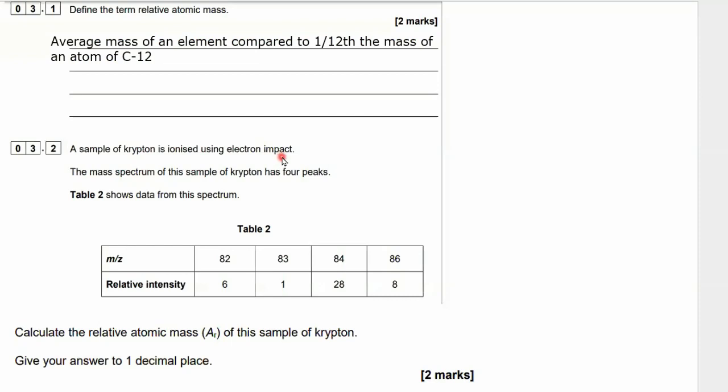A sample of krypton is ionized using electron impact. The mass spectrum of this sample of krypton has 4 peaks. Here's the data from this spectrum. Calculate the RAM, or the Ar, of this sample of krypton. 2 marks. Put your answer to 1 decimal place.